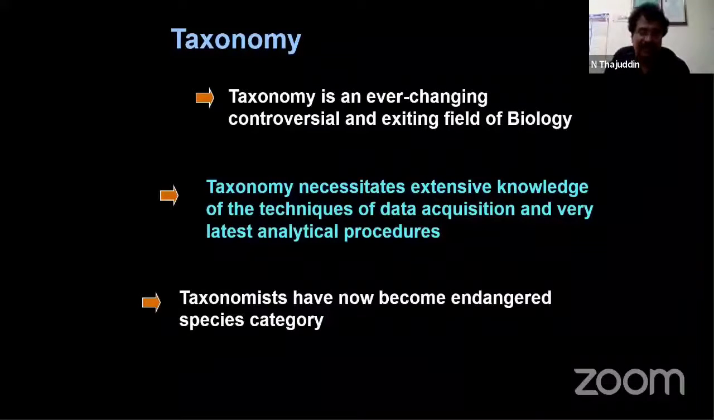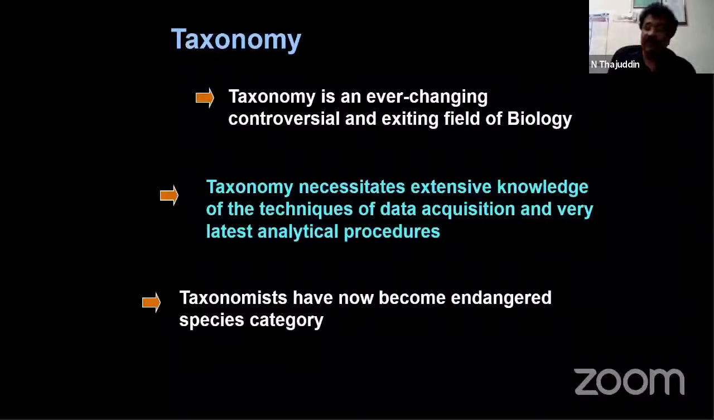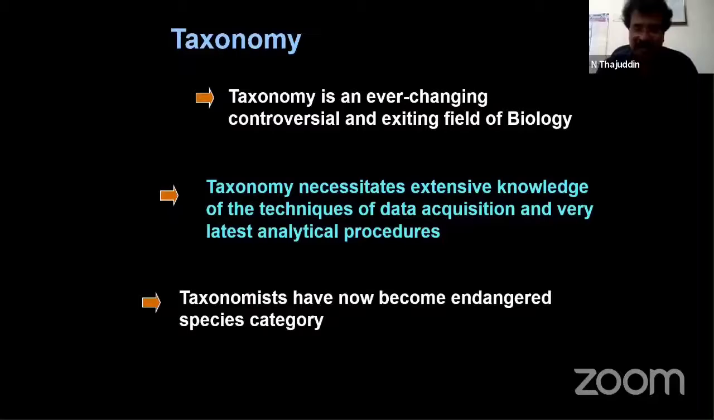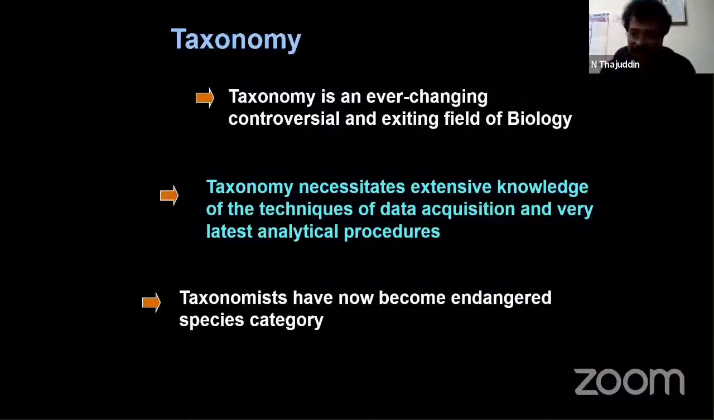For this, we need extensive knowledge, not only the morphological background, but also biochemical and molecular techniques should be involved to segregate and identify exactly the species. Nowadays, the most important point is that taxonomists have become an endangered species category, because all the upcoming students want to do biochemistry, molecular biology, genetic engineering, biotechnology, and so on. No students are interested in doing taxonomical work.